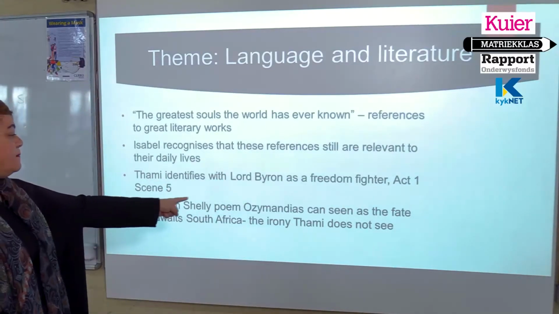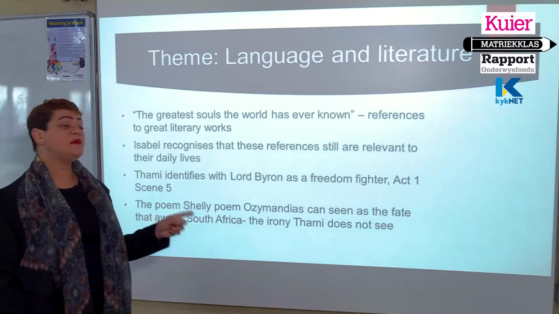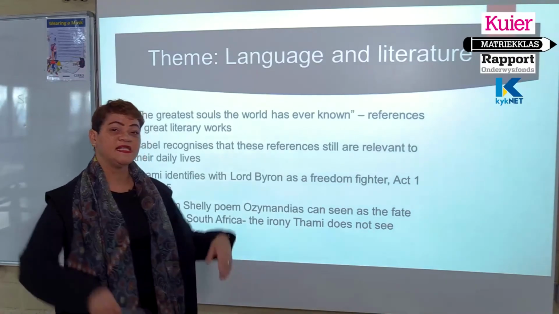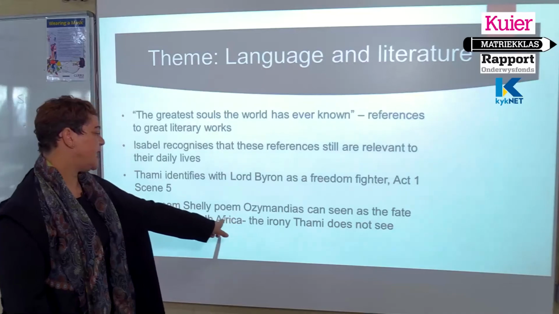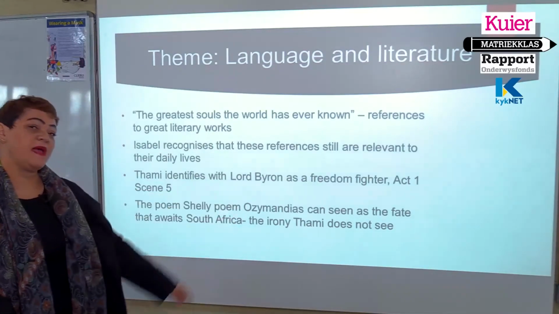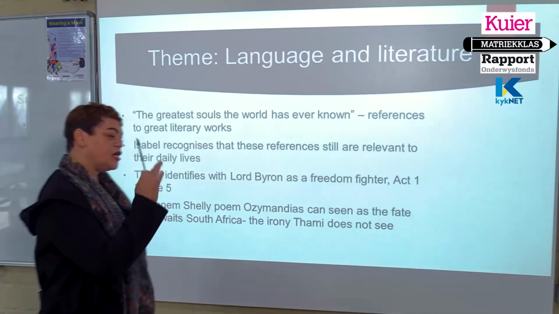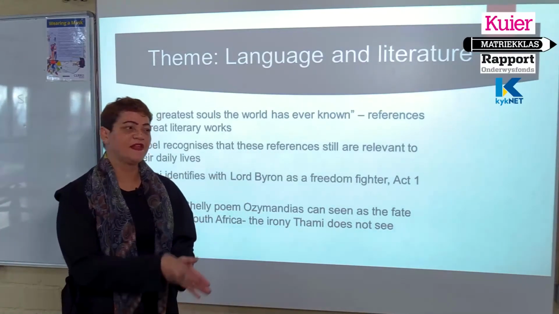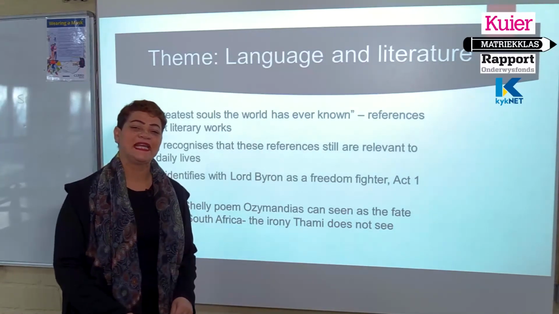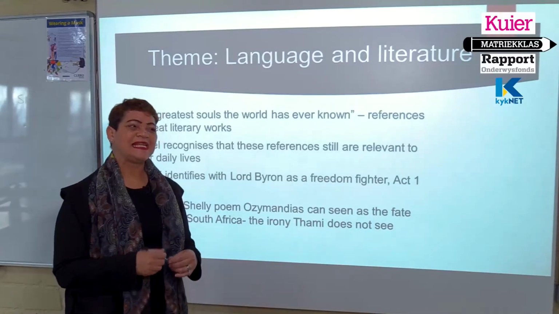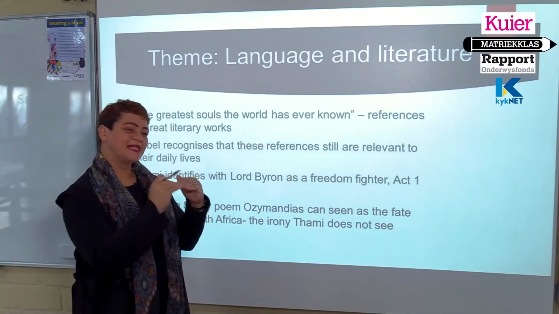The poem, Ozymandias, you see the fate that awaits South Africa. This guy is very important. So you remember in the drama, Ozymandias ends up in the desert with half a body and a head. And Mr. M, that poem by Ozymandias, that is where South Africa is headed, if they don't come to an understanding, if they don't do things the correct way. But Tammy doesn't see that. When he does that poem, he doesn't see the relevance of Ozymandias to his current situation.